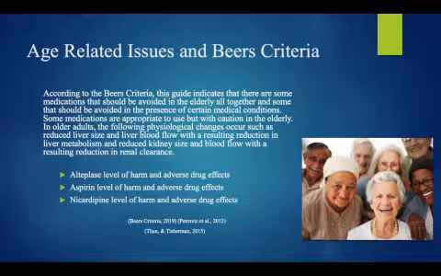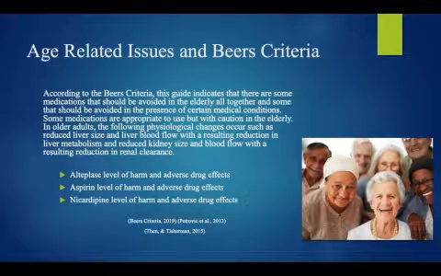According to the Beers criteria, this guide indicates that there are some medications that should be avoided in the elderly altogether, and some that should be avoided in the presence of certain medical conditions. Some medications are appropriate to use, but with caution in the elderly. It is ultimately up to the patient and the physician to address the risks and benefits of taking a medication. This list and recommendations are a developmental tool to assist healthcare providers in improving medication safety in the elderly.